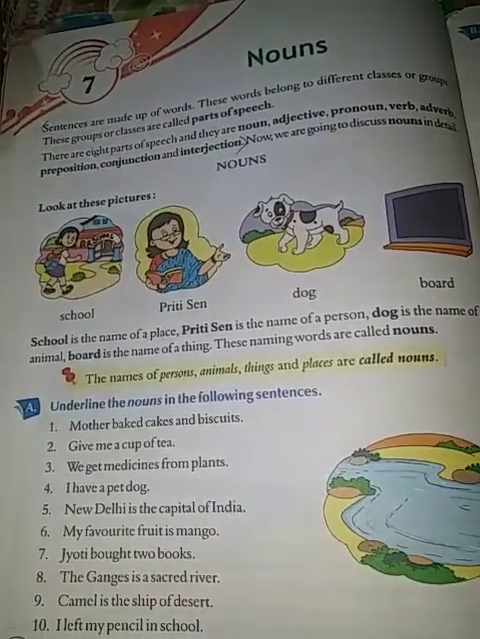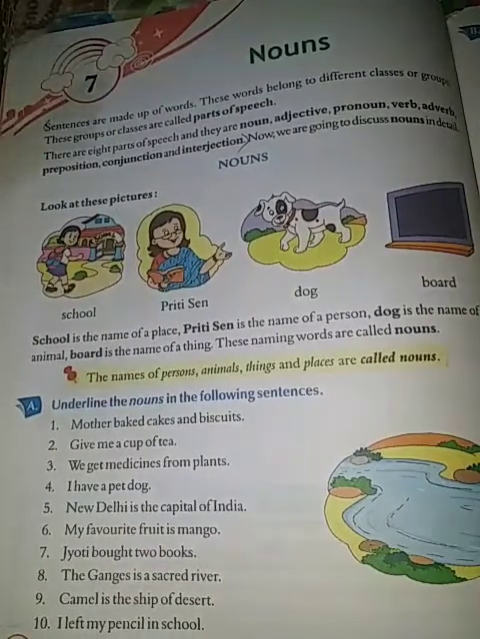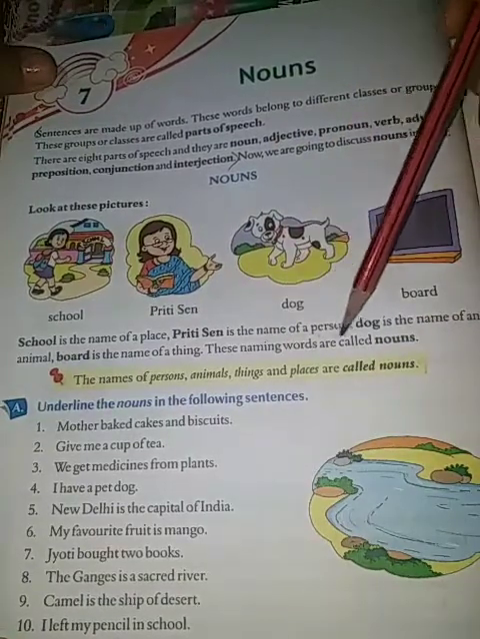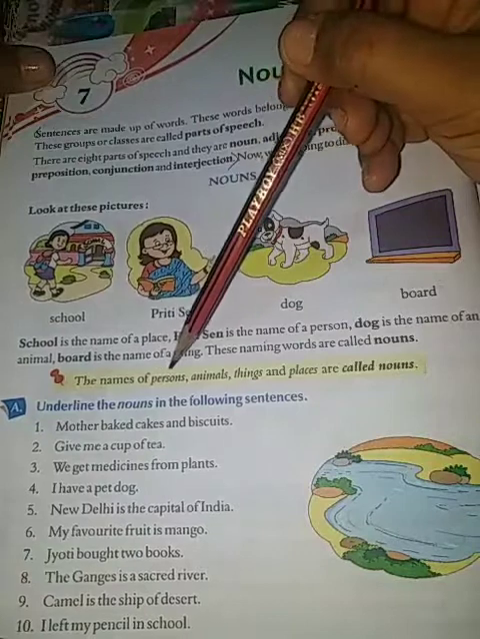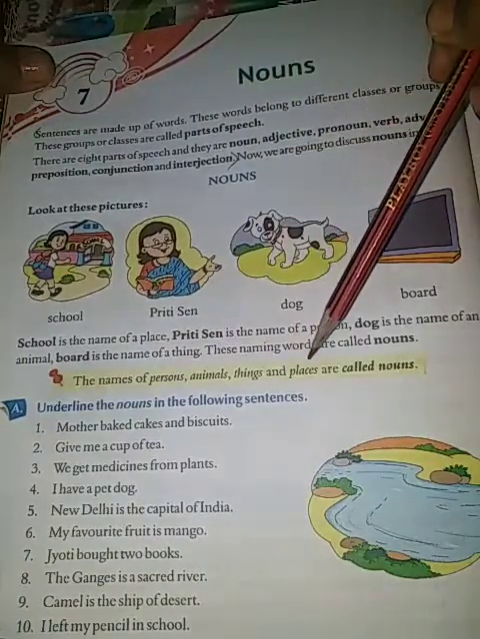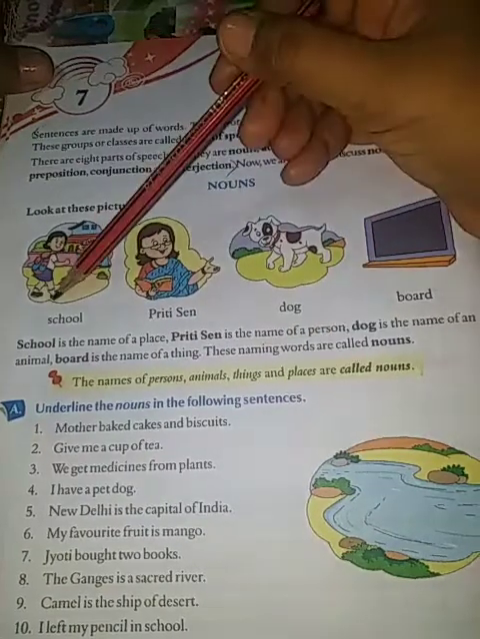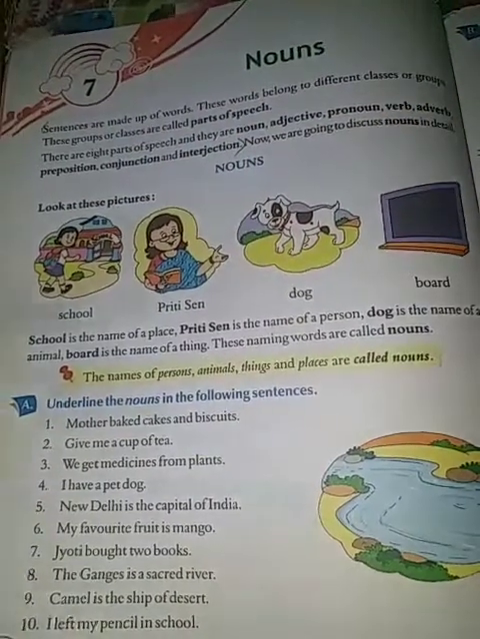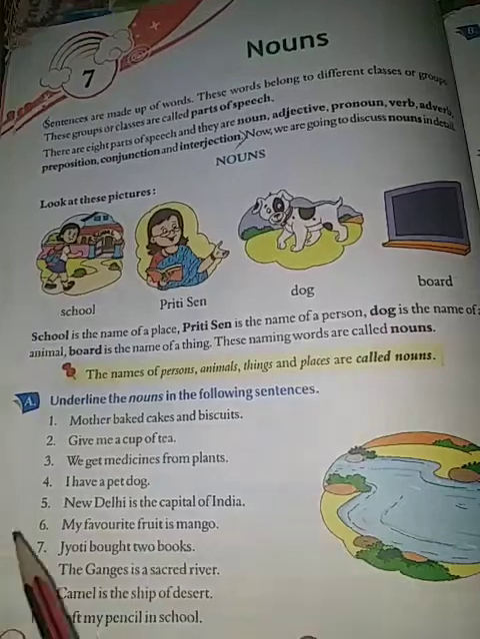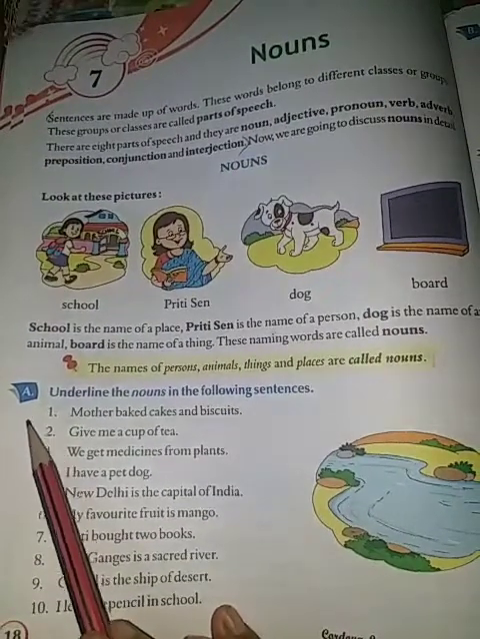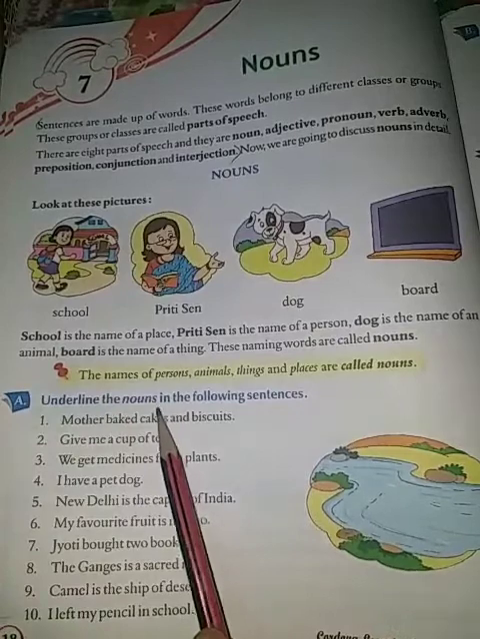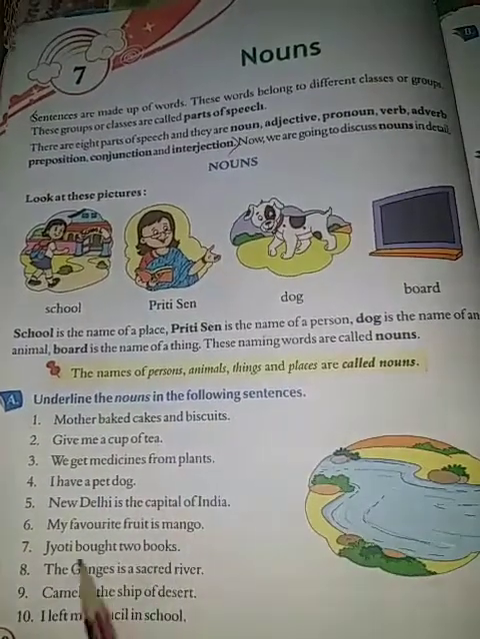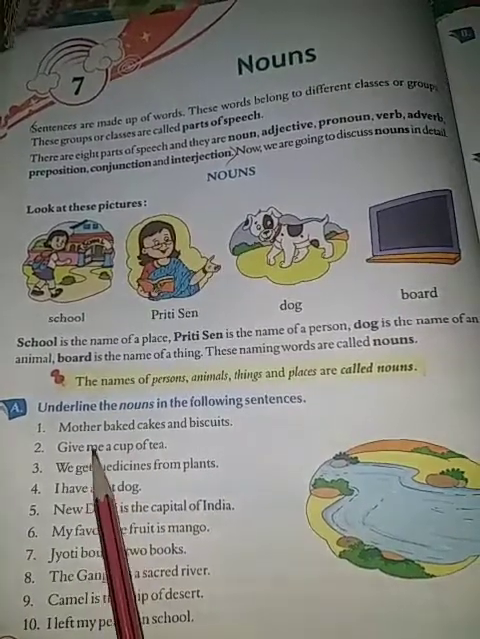A single and simple definition of noun is that the naming words are called noun. The names of person, animal, things and places are called noun. Now move to the first exercise, exercise A. Underline the nouns in the following sentences.